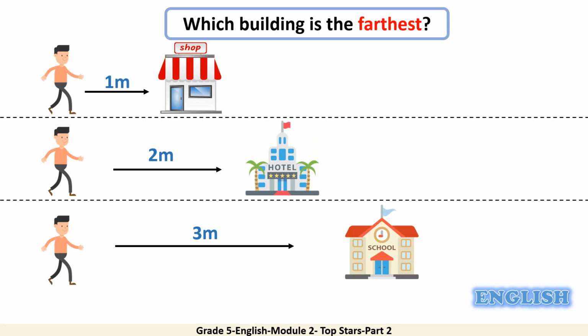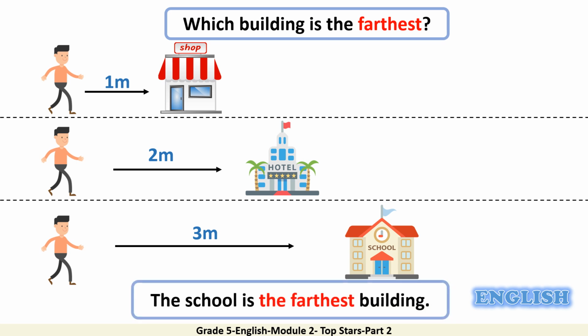Look at this boy. He wants to go to 3 places: the shop, the hotel, and the school. Can you tell me which building is the farthest? Excellent! The school is the farthest building.